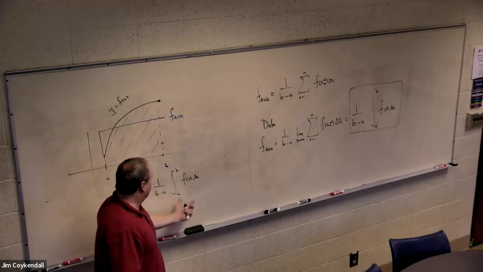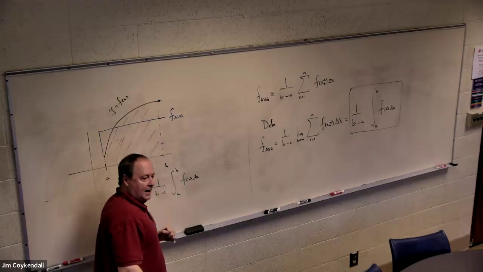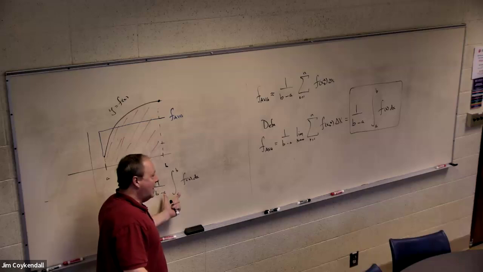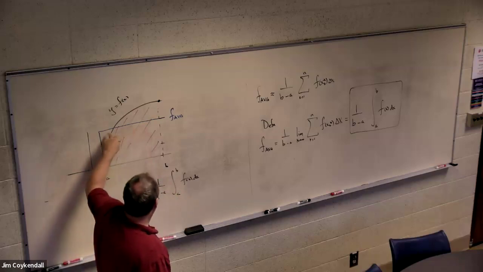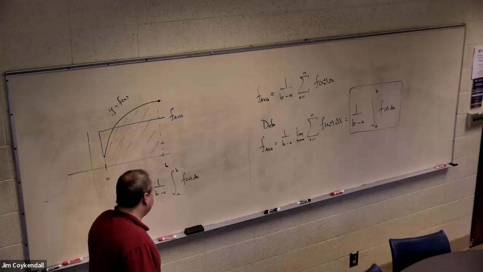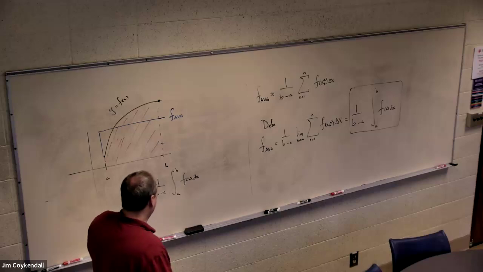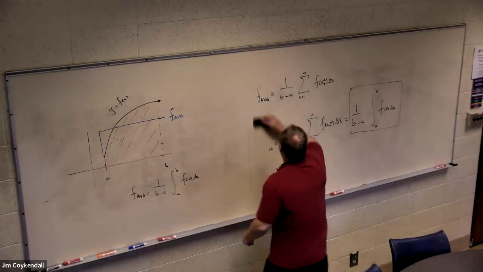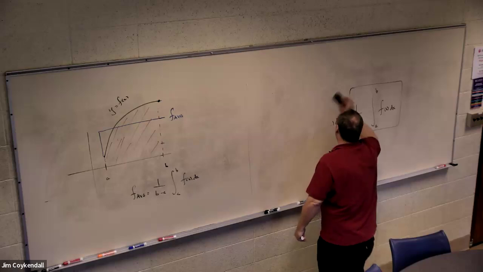What's the average value doing? You take my area, divide by my width, and that gives you the height of the rectangle that you would need to have exactly the same area. And I think this more accurately captures what's going on.